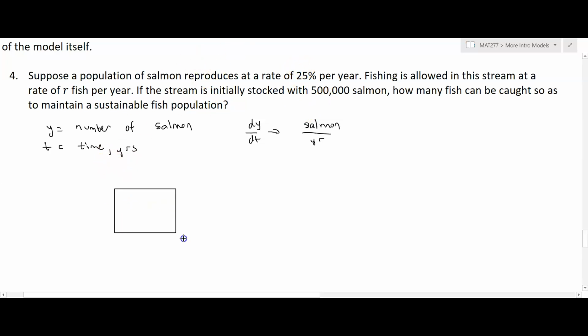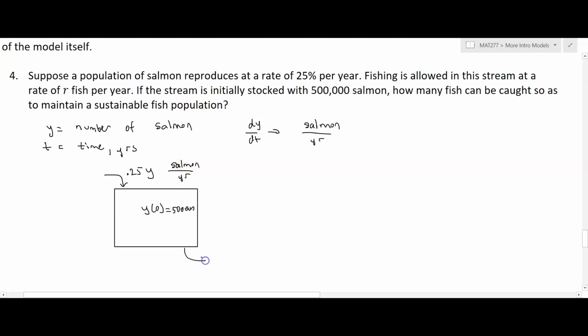We know we have reproduction, which is causing the number of salmon in here, which is initially 500,000. So there are 500,000 salmon swimming in here, but we are putting more in via reproduction, at 25% per year. That means each of them will produce 0.25 baby salmon, which will be the inflow rate of our population, in new salmon per year. So that's the unit that I want.